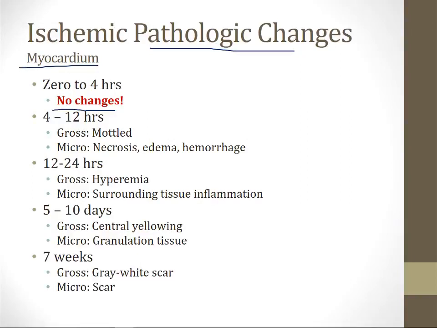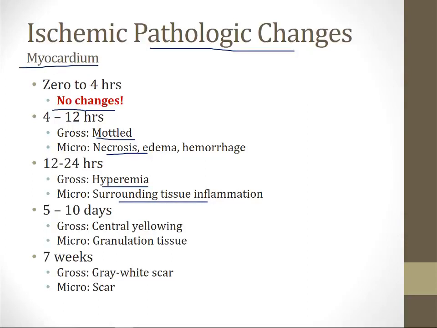After about 4 hours, grossly, the heart begins to look mottled, and if you examine the tissue under the microscope, you see evidence of necrosis and edema and hemorrhage. Between 12 and 24 hours, grossly, the heart looks hyperemic, so it can be bright red, and you can see inflammation in the tissue surrounding the infarcted area.